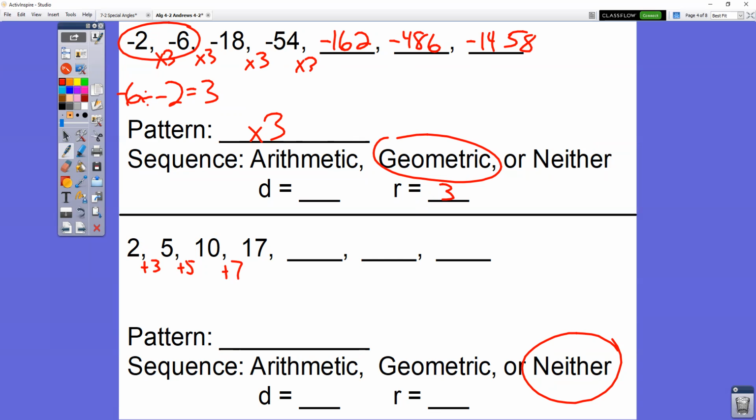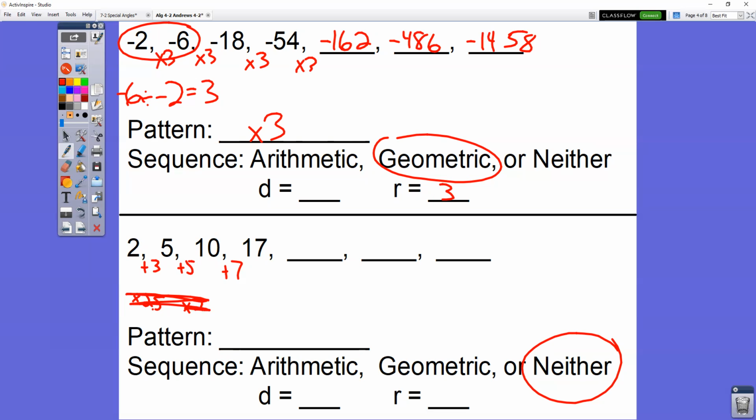Well, you might be thinking, maybe I'm dividing by or multiplying by a certain number each time. Well, when you do 5 divided by 2, you get 2.5. If I do 10 divided by 5, you're multiplying by 2. So these are not the same. Therefore, I know it's not geometric. These are not the same. I know it's not arithmetic. That means it has to be neither.